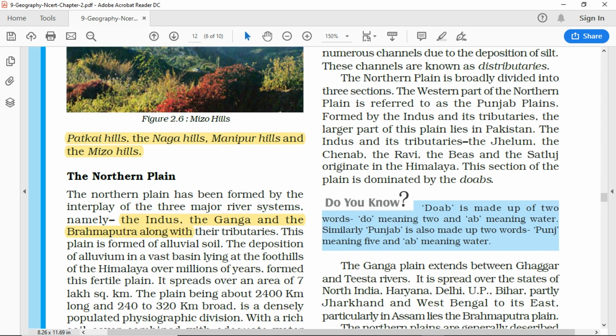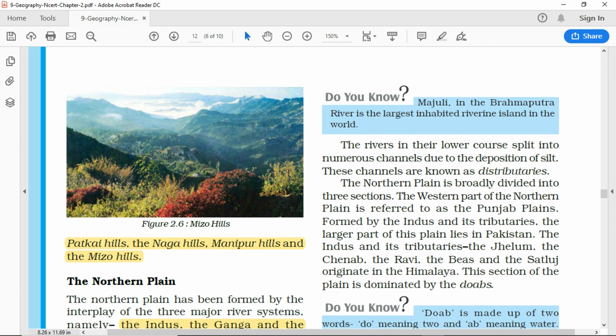The rivers coming from northern mountains are involved in depositional work. In the lower course, due to gentle slope, the velocity of the river decreases, which results in the formation of riverine islands. The rivers in their lower course split into numerous channels due to the deposition of silt. These channels are known as distributaries. The northern plain is broadly divided into 3 sections.